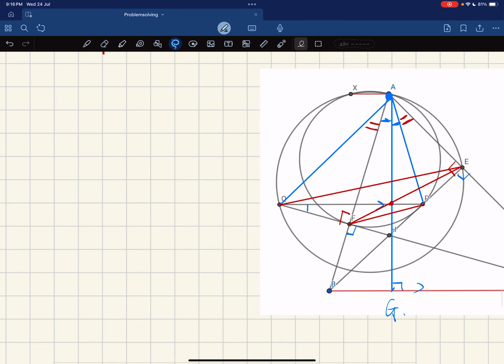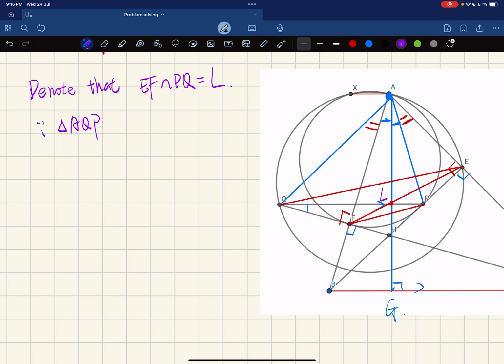Okay, so we denote the point as L. Denote that EF meets PQ at L. According to triangle AQP similar to triangle AFE, what can we have?